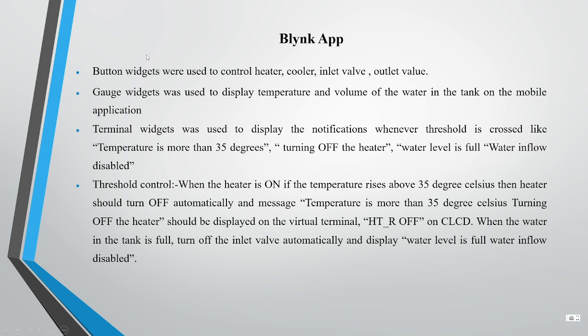Button widgets are used to control the heater, cooler, inlet valve and outlet valve. Gauge widgets are used to display the temperature and the volume of water in the tank. The terminal widget is used to display the turn off and turn on messages. Threshold control: when the heater is on, if the temperature rises above 35 degrees Celsius, the heater should be turned off automatically, and a message like temperature is more than 35 degrees Celsius, turn off the heater, should display on the virtual terminal.